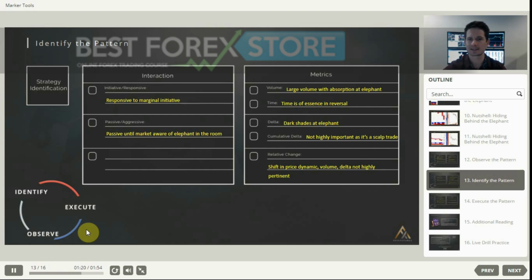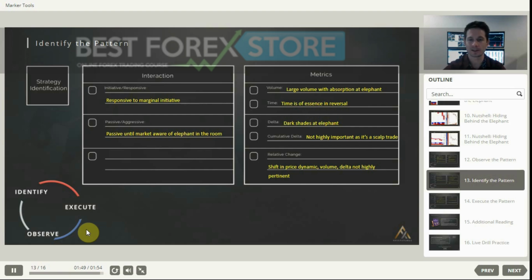In terms of the cumulative delta, again, no real significant importance. Why? Again, it is very much a scalp type trade. And then obviously in terms of relative change, we do tend to see the most relative shift comes in terms of the price dynamic. All right, volume and delta is not highly important in this trade strategy. It's more the color shading to show us the elephant, but then also the shift in price dynamic once we fail to extend upon that elephant.